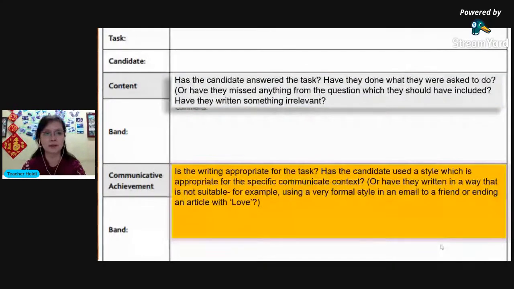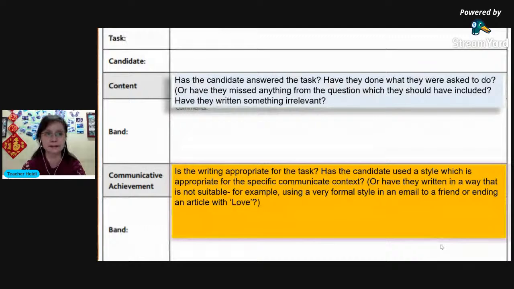Later on in part 3, for PT3, you won't need to know this, but for SPM in part 3, communicative achievement will really look into the different types of writing that you are required to write. Because in part 3, you are required to write a review, article, or story. For each type of writing, there are different styles of writing, and this will be taken into account. Okay, now let's go to the next.